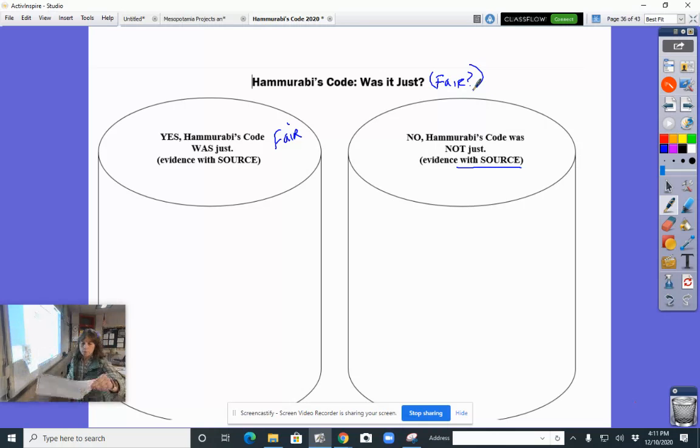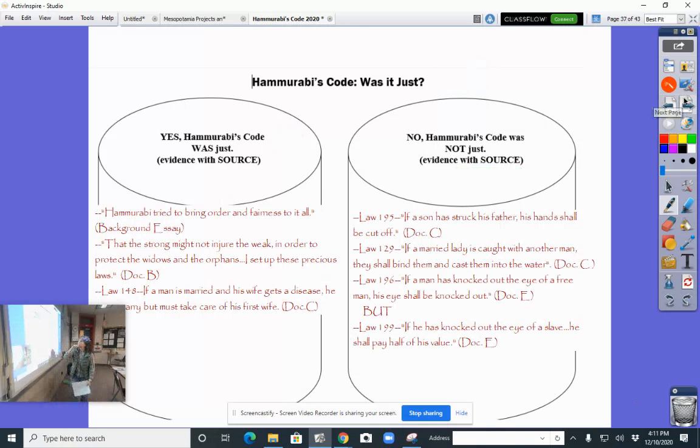So in looking at just our last document, actually I'll go forward. I've already written down a lot of evidence, and I want you to notice a couple of things. I want you to notice that, for was Hammurabi's code just, I've pulled evidence from the background essay, pulled evidence from document B, and I've pulled evidence from document C to prove that it was just. For not just, I found evidence in document C, a couple of pieces, and document E, all right? So I want you to pay attention to right here, okay?